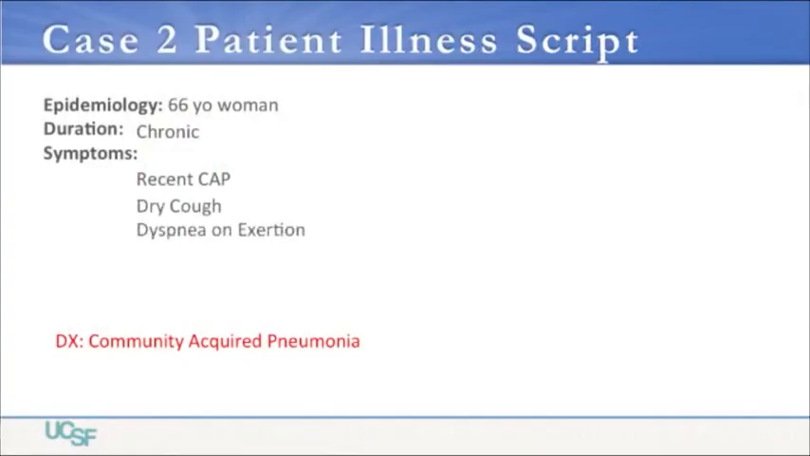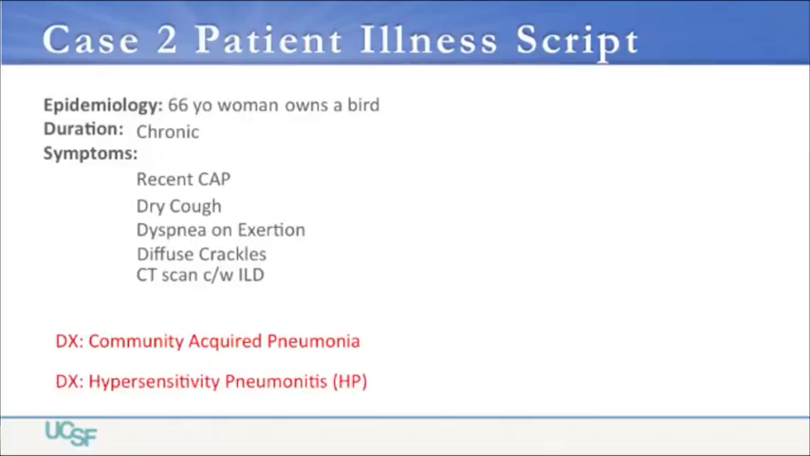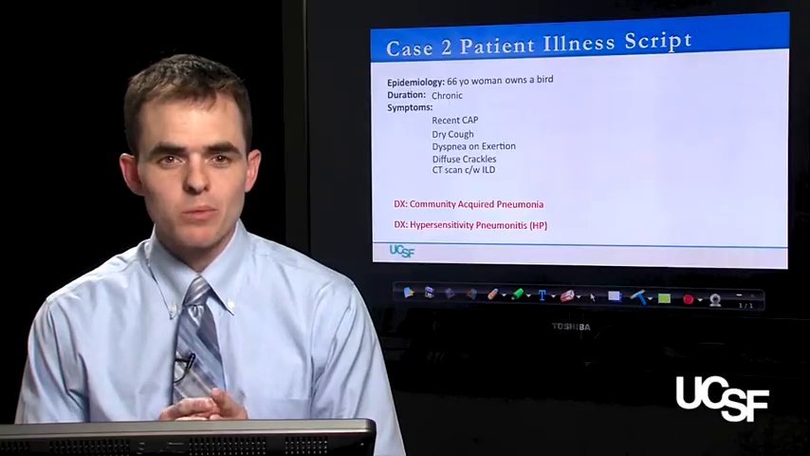And you factor that in with the symptoms you're now getting, the dry cough and the dyspnea on exertion. You do your history again, your physical exam again, and you get diffuse crackles. You learn that she owns a bird now, and your CT scan is consistent with interstitial lung disease or hypersensitivity pneumonitis, and you make your diagnosis of hypersensitivity pneumonitis. Look how different this illness script looked from when you started.